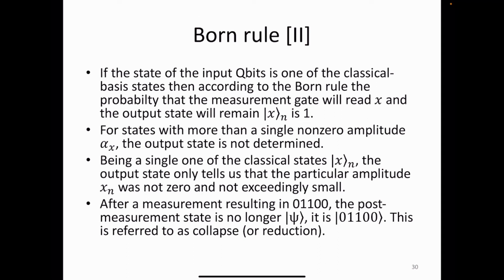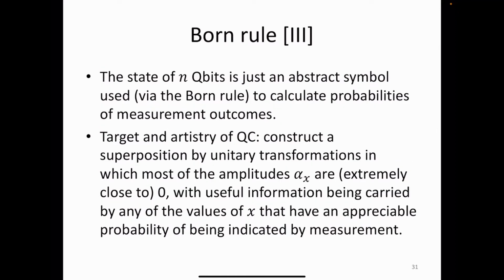To summarize that, this is what's called the Born rule. After a measurement resulting in a definite state, such as this one here, we don't talk about psi anymore, this superposition state that we had in the beginning before we did our measurement. It is this state, characterized by that state vector. And it's referred to as collapse, reduction, decoherence. So you hear multiple different ways of describing that.